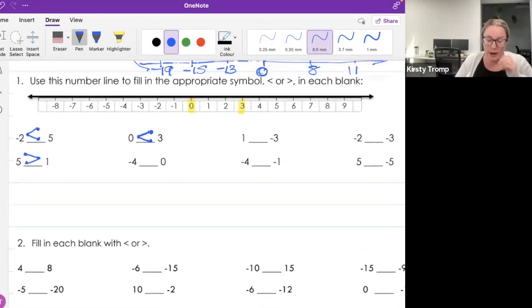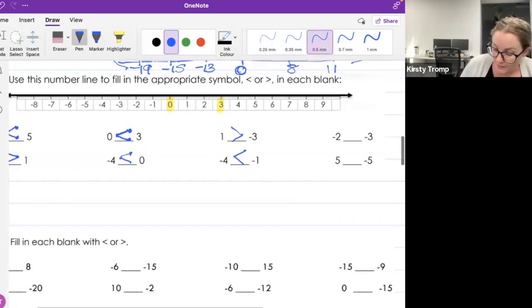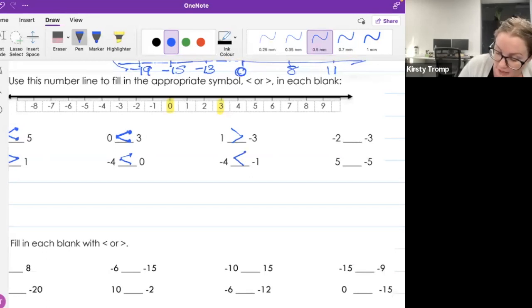Let's have a look. So I had negative 4 and 0. I know that 0 is greater than negative 4. I had 1 and negative 3. I know that 1 is greater than negative 3. I had negative 1 and negative 4. I know negative 1 is greater than negative 4. I have negative 2 and negative 3. I know negative 2 is greater than negative 3. And finally, I have 5 and negative 5. I know that 5 is greater than negative 5.